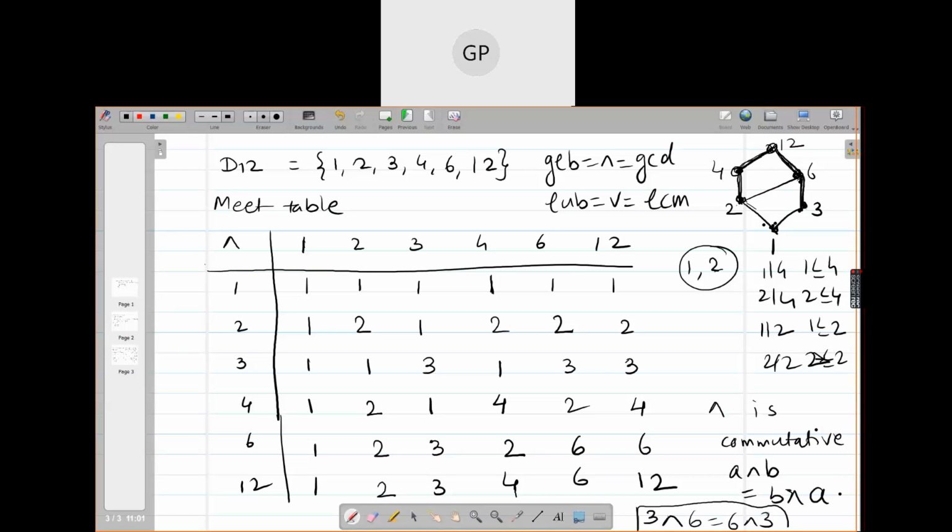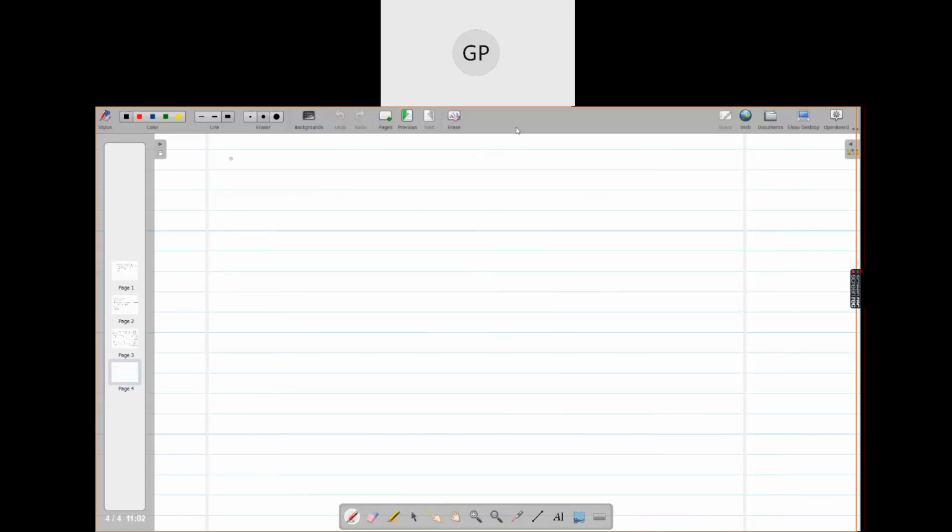Yes, ma'am. Now can we prepare the join table? So here you can see meet and join of every pair of elements exists. So D12 is a lattice. We have yet to prepare the join table. But in meet you can see that every pair has a GLB. Similarly, every pair will have a LUB also, and therefore D12 is a lattice. Definitely any Dn is a lattice.